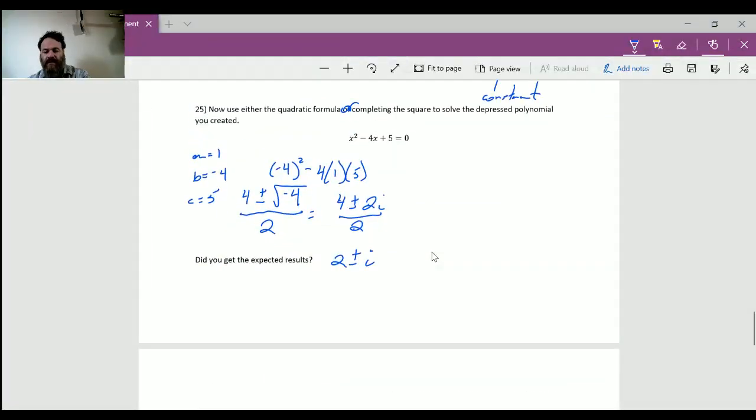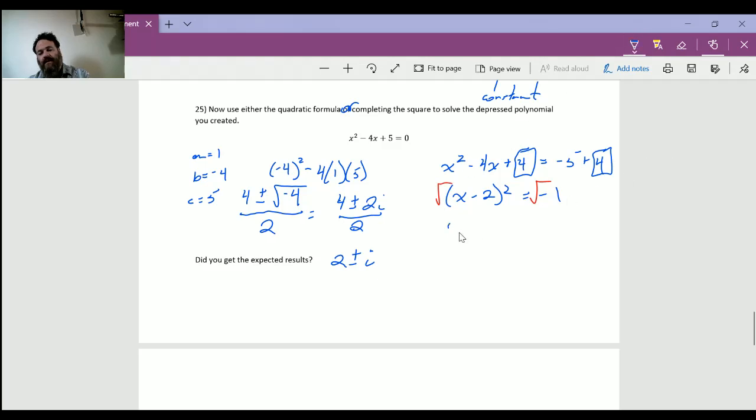And of course we can still do it the same way with completing the square. Minus 4x, minus 5. Okay, half of 4 is 2. 2 squared is 4. -5 plus 4 is -1. Square root both sides. And we've got x minus 2 equals positive and negative i. So when you add 2 to both sides, we do get x equals 2 plus or minus i.